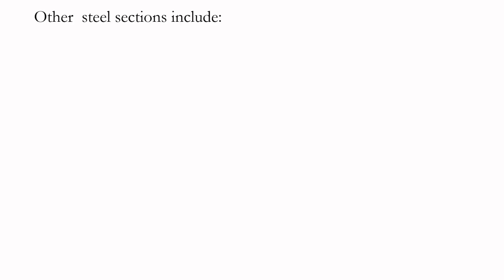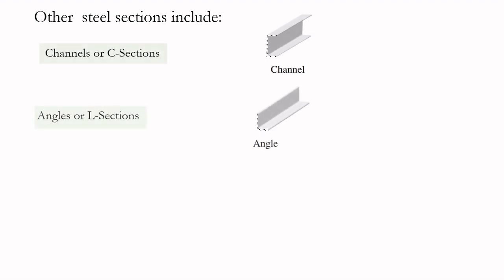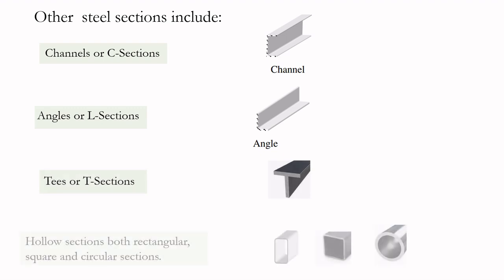Other steel sections include channels or C sections, angles or L sections, Ts or T sections, hollow sections, both rectangular and square, and circular sections.